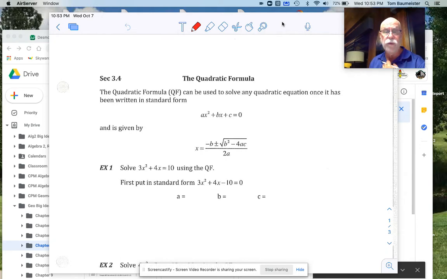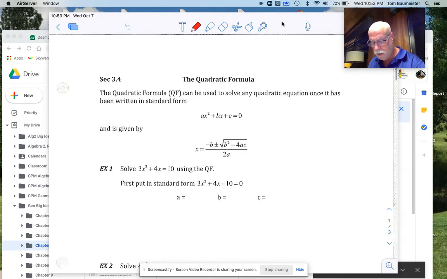So first put it in standard form, which I did for you. 3x squared plus 4x minus 10 is equal to 0. So if we look at that, then we know that our a is equal to 3, our b is equal to 4, and our c is equal to negative 10.